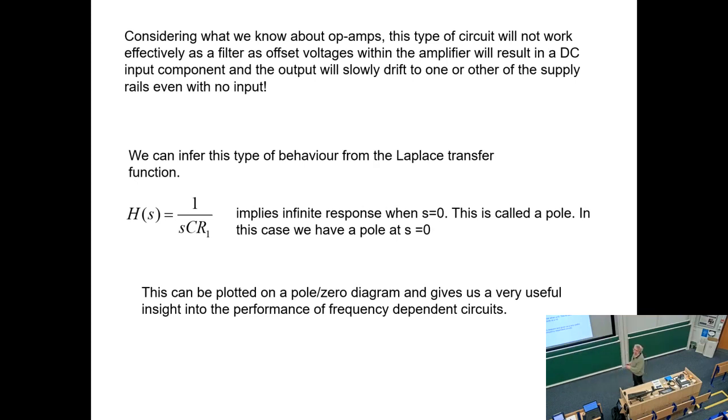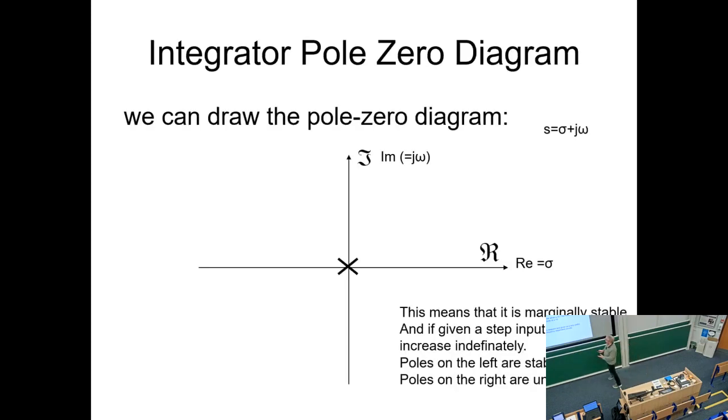We can plot that on a pole-zero diagram. We've looked at a Bode plot, but a pole-zero diagram becomes very boring for such systems. We plot sigma and j omega, the two parts of S, and we plot what's going on from solving that transfer function. It's a trivial one because we know the pole is at 0, and so we just put a cross to mark a pole at 0.